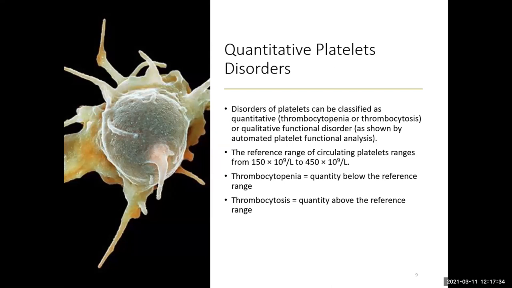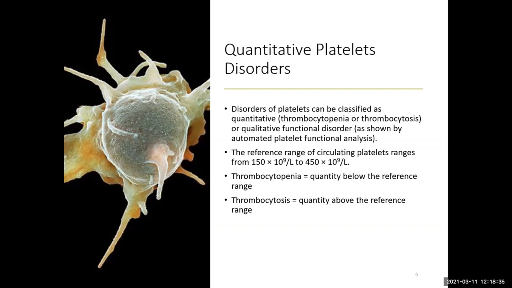So if you have a quantitative platelet disorder, understand the difference between quantitative and qualitative. So what is quantitative? It is a quantity, so a number. Qualitative means the quality of something, how it works. So when we talk about something quantitative, we're talking about number. So platelets can be classified into quantitative, as in thrombocytopenia, not enough, or thrombocytosis, too many. And then you can also have qualitative, which is the function, which is shown with those platelet function tests.